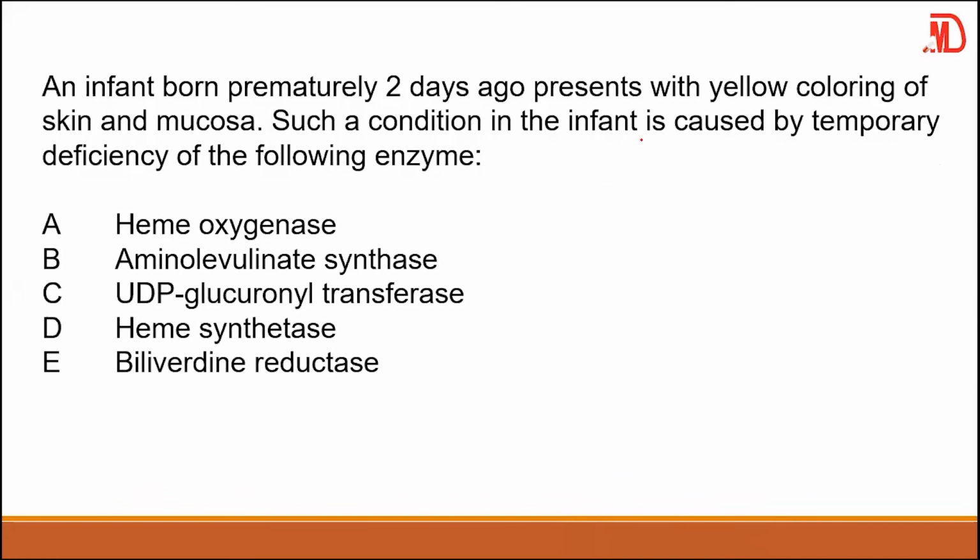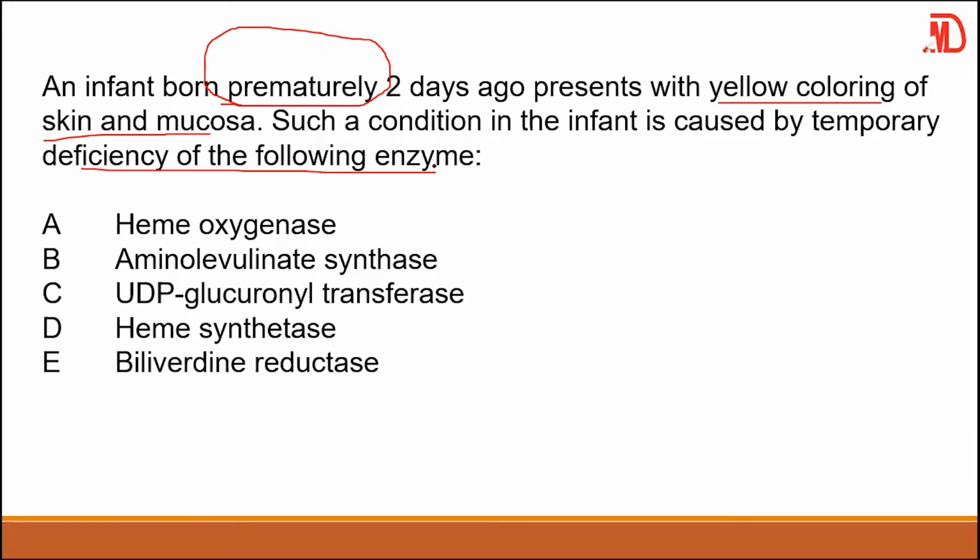An infant born prematurely 2 days ago. So again, someone who is born prematurely, what will you give to the person to help with surfactant development? I mentioned it. Who can remember? Dexamethasone. Exactly. It's a glucocorticoid, anyways. An infant born prematurely 2 days ago presents with a yellow coloring of the skin and the mucosa. Such a condition in the infant is caused by the deficiency of which of the following enzymes?